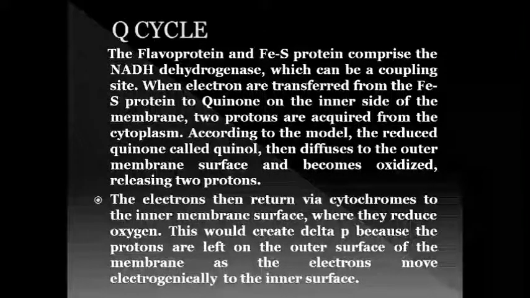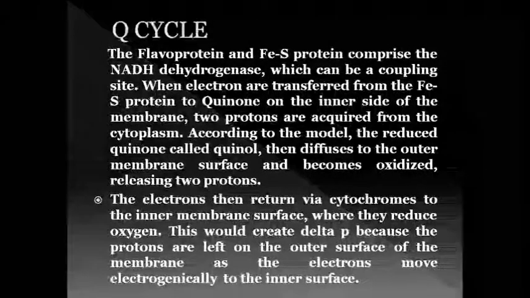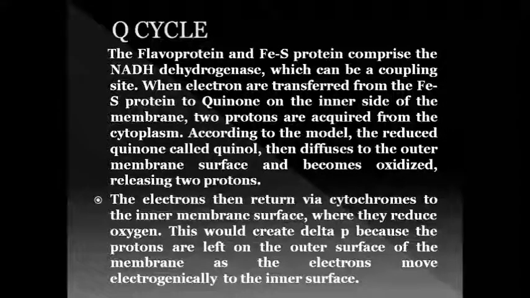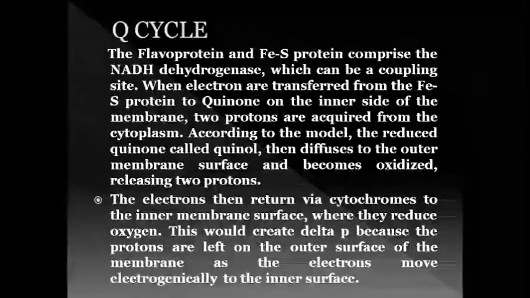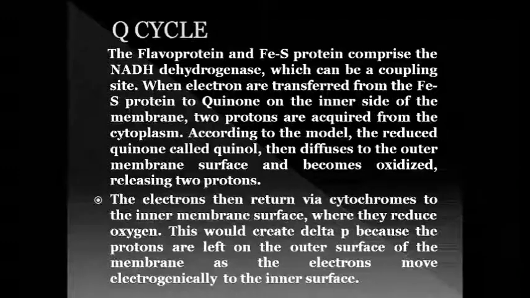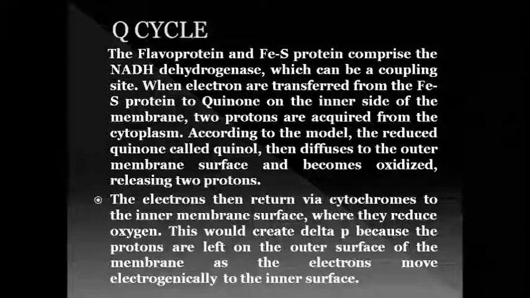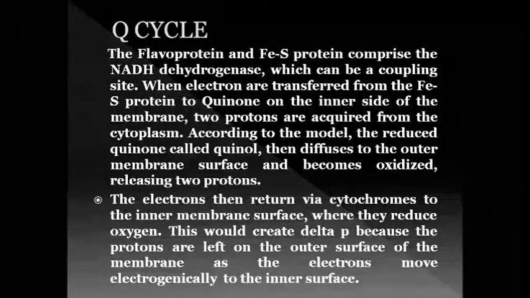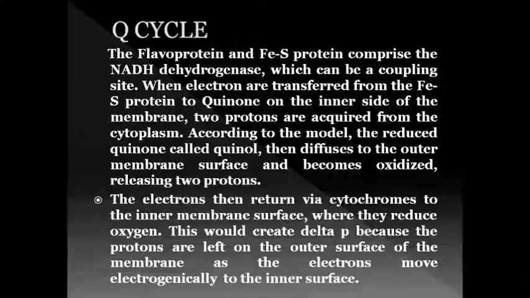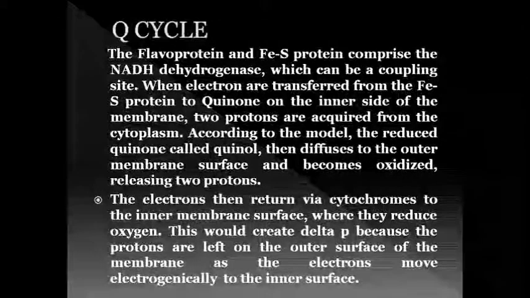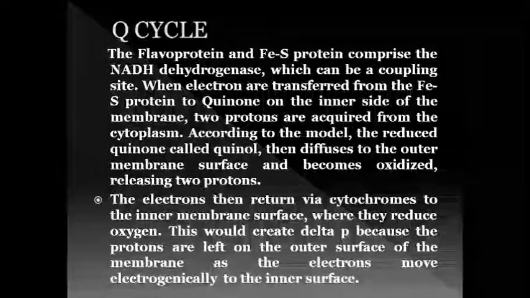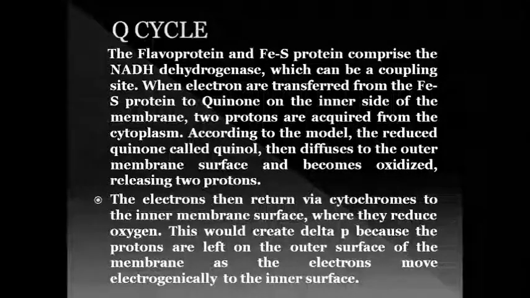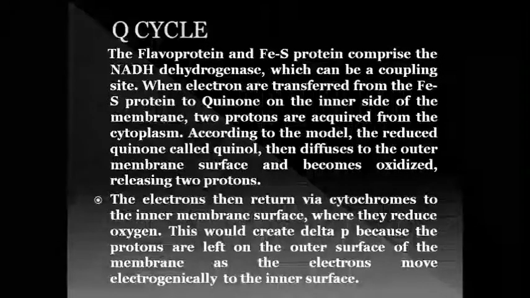Now, Q cycle. Q cycle involves electron carrier sequence in this manner. Flavoproteins, hydrogen carrier. Iron sulfur protein carries electron. Quinones carries hydrogen ion. Iron sulfur proteins carries electrons. Quinone carries hydrogen ion and cytochromes carries electrons.